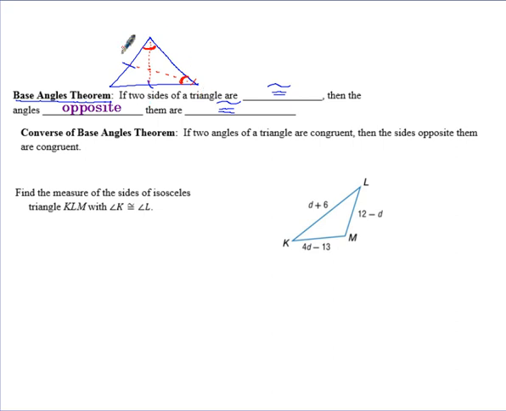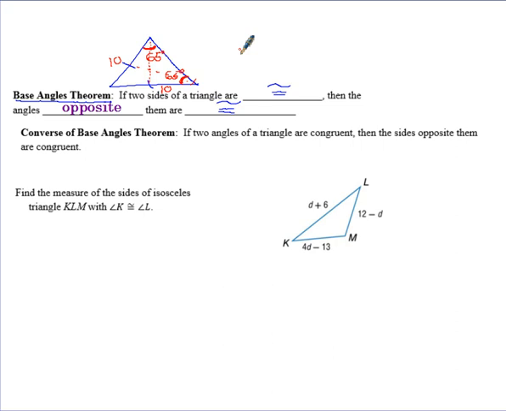Now I don't mean that all four of them are the same, because sides and angles have different measurements. Angles are always measured in degrees. Sides are measured in things like inches, feet, centimeters, etc. So this could equal 10, this could equal 10, but this might be 65 degrees, and this could be 65 degrees.